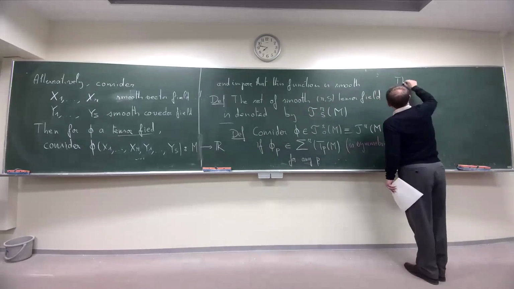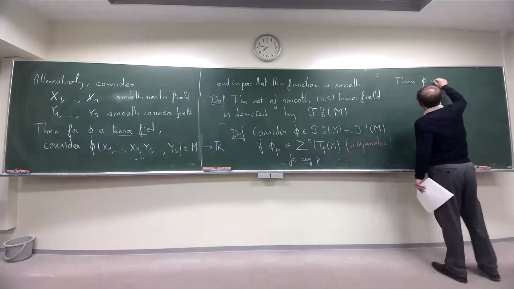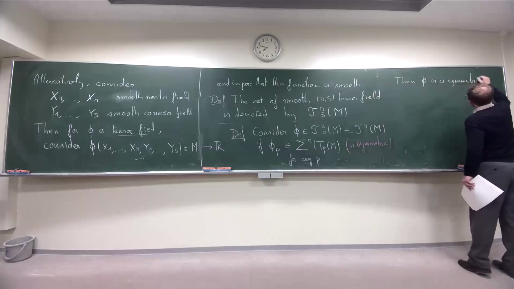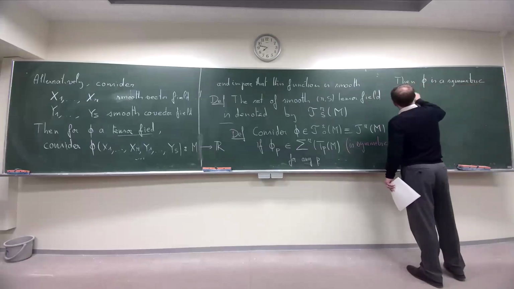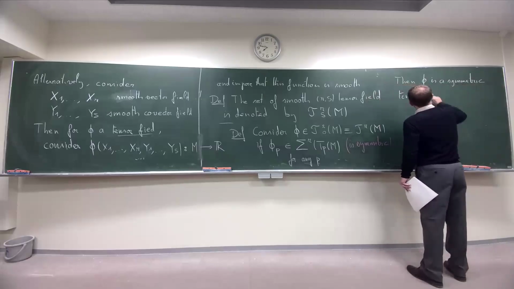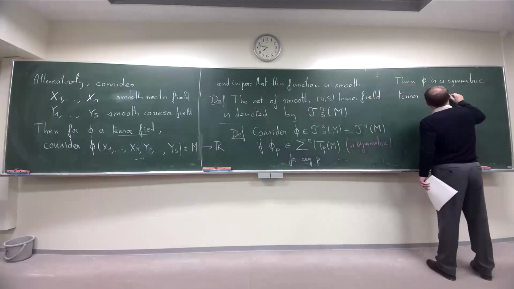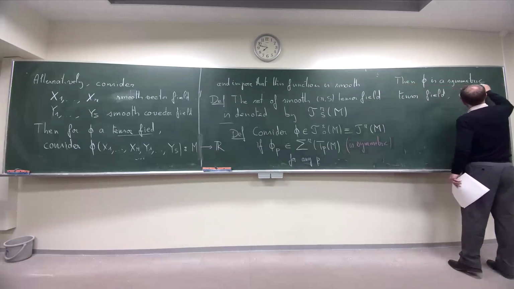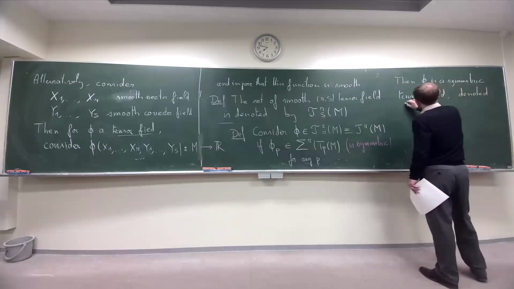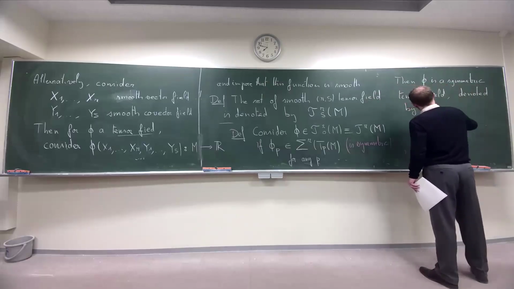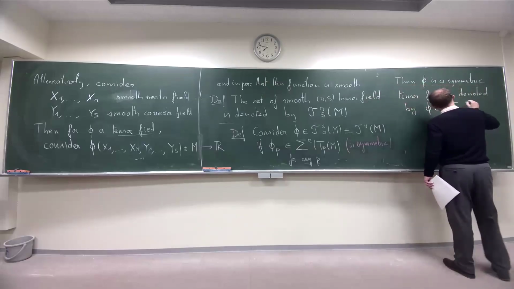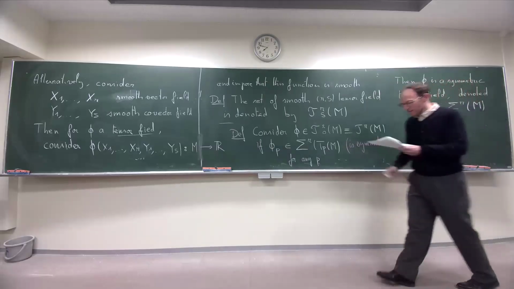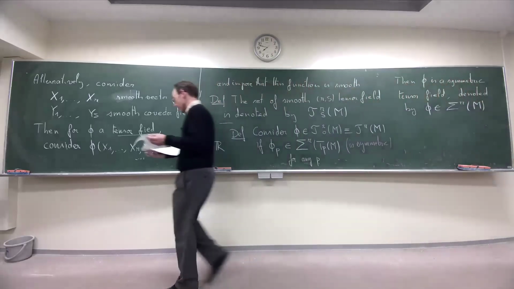Then phi is a symmetric tensor field, and I will denote it by phi belonging to this sigma R of M. So the set of symmetric tensor fields is going to be written like this.